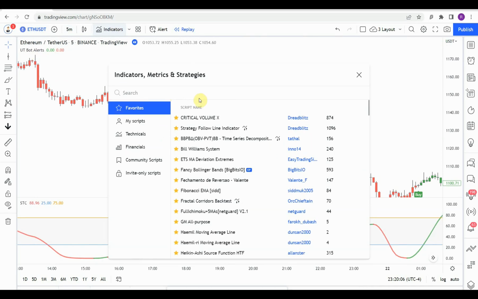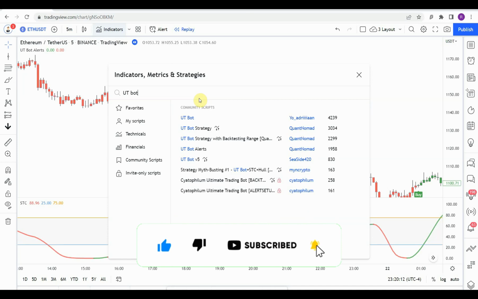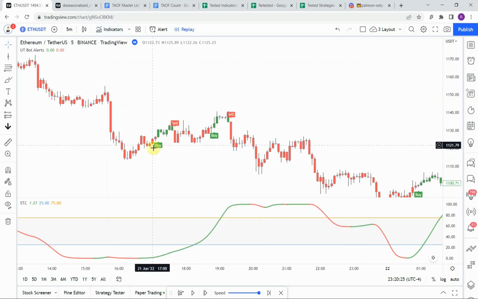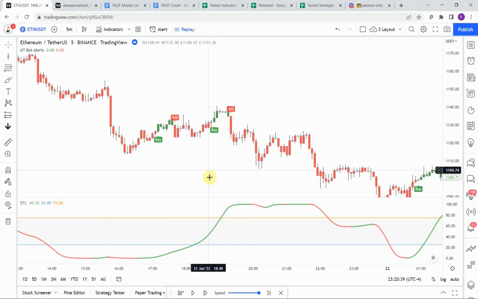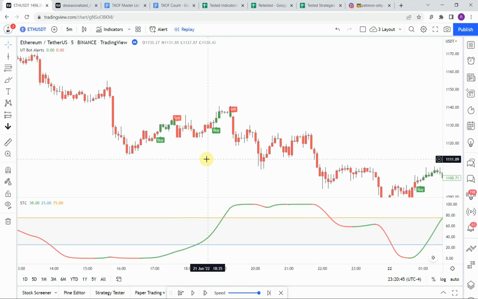And so if you go here and you type in UT bot, you're looking for this one here, the UT bot alerts by Quant Nomad. That's the one that you're looking for. You'll put that one on screen and it will give you the bar coloration and these buy and sell signals. You do need to go in and change the settings on that though. And so you will change the key value to 2 and the ATR period to 6. And that will give you a little bit better entry points once you do that.